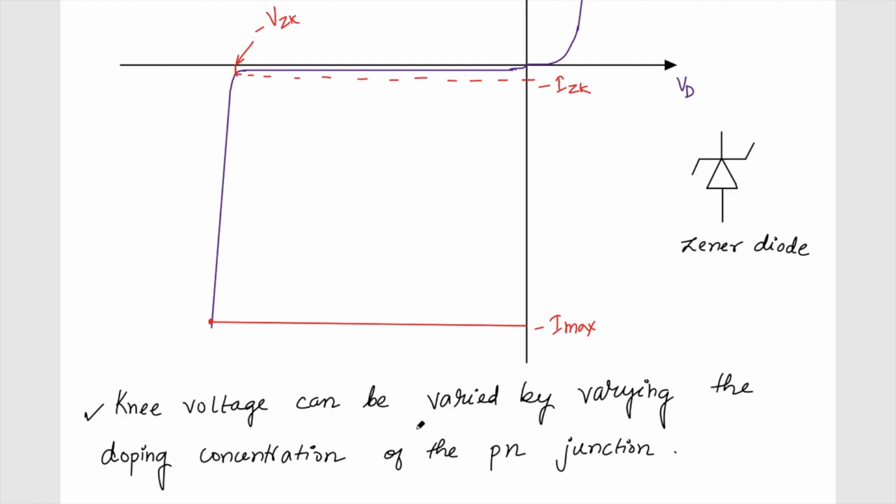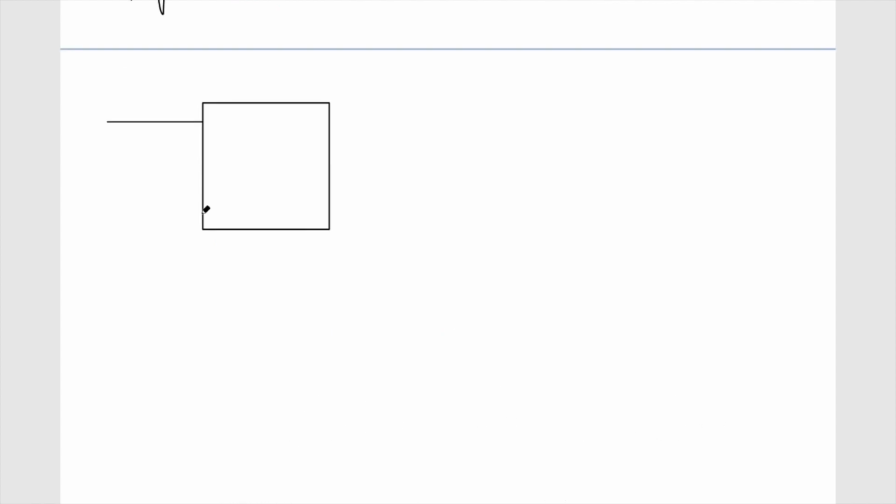The knee voltage can be varied by varying the doping concentration of the PN junction.